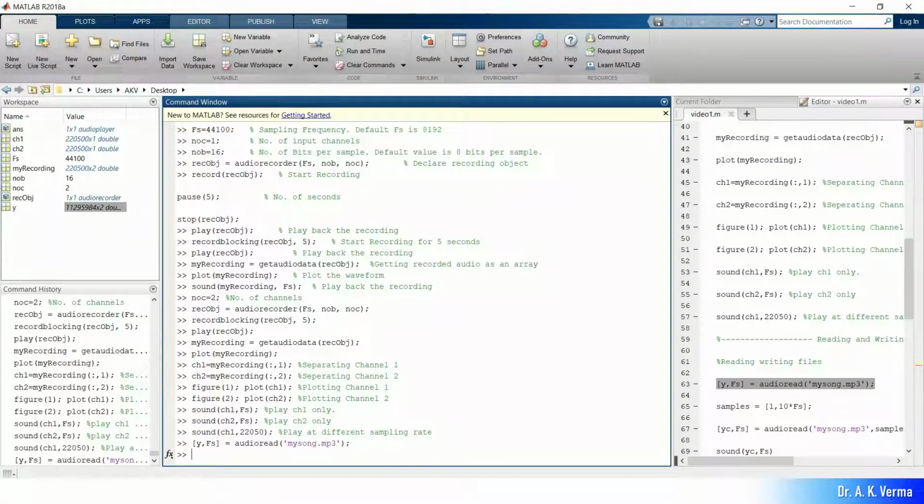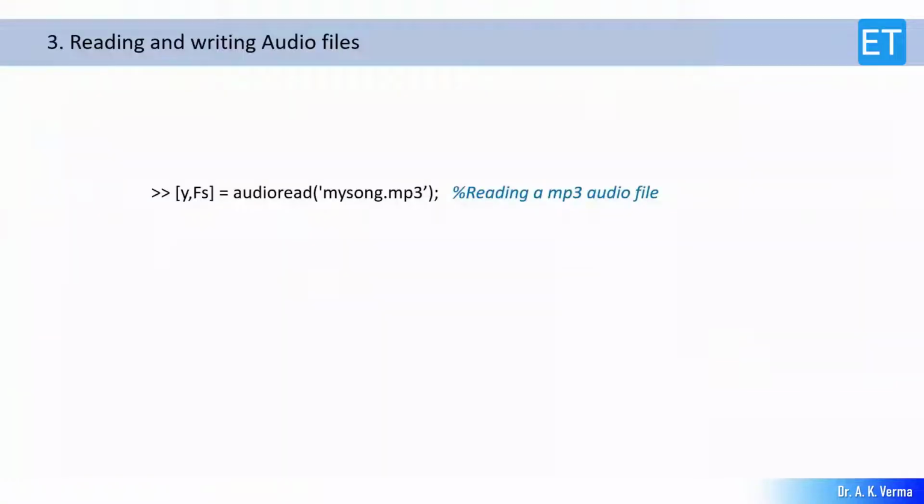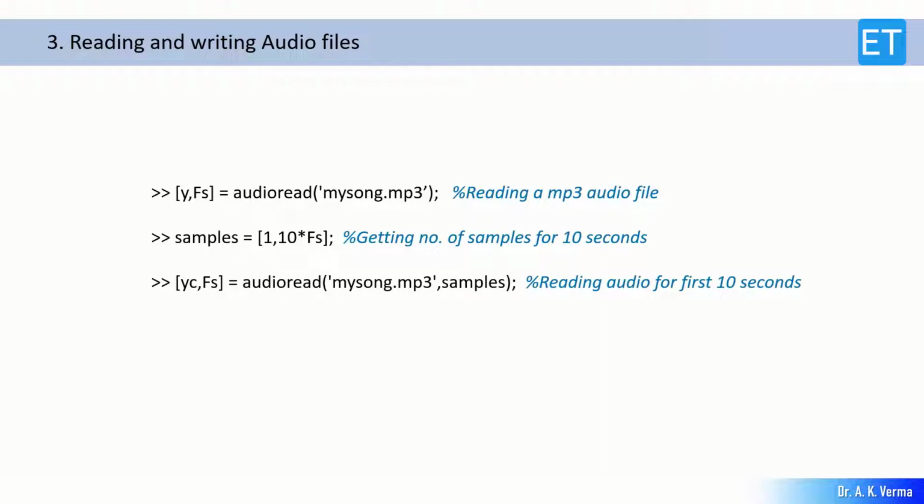So what I am going to do now, I will just read the first 10 seconds of this audio file. For this, you need to define the number of samples corresponding to the 10 seconds by this. Then executing audioread again with this number of samples corresponding to 10 seconds. By this you can record your mp3 song for the first 10 seconds, and then you can listen by sound command. So let me do this in MATLAB.